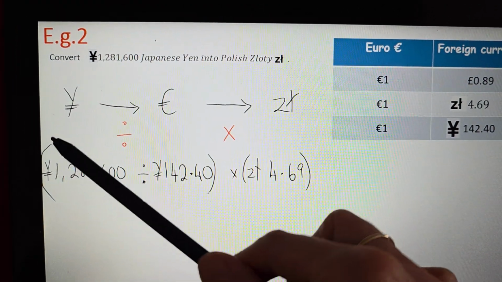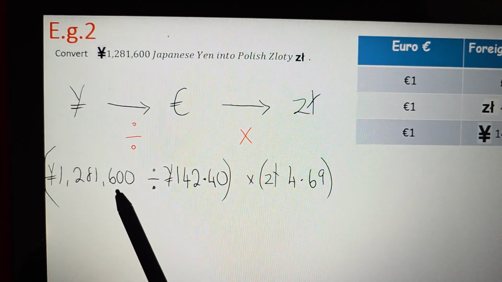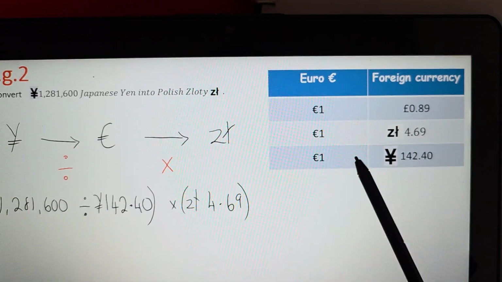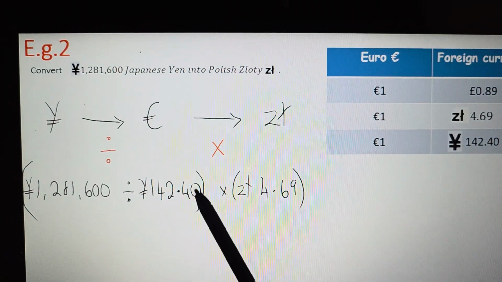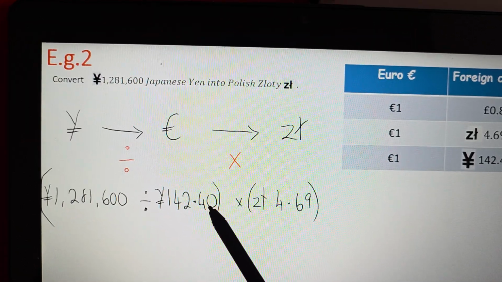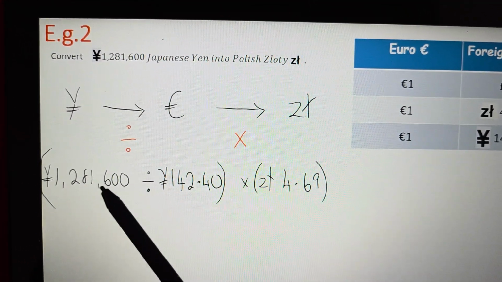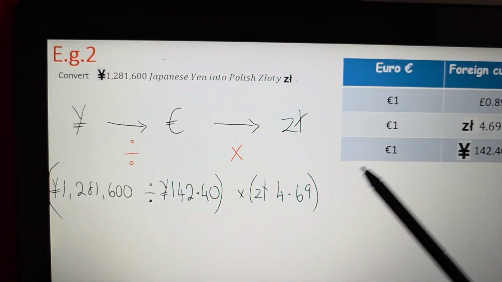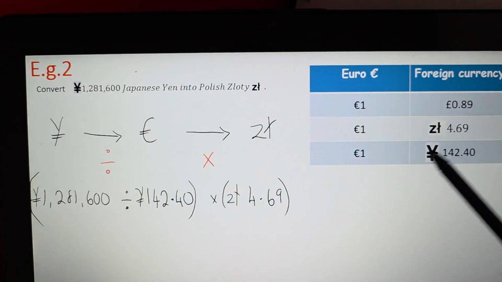Okay, so the first thing I'm putting it into brackets. I'm converting the 1,281,600 Japanese yen into euros by dividing by the euro to yen exchange rate, 142.4. Okay, I'll just keep that in a bracket. You could throw that into the calculator, you'll get some decimal. And then I'm going to multiply that answer, because that answer now will give me a euro equivalent. Then I will multiply that by the euro to zloty exchange rate, which was 4.69.